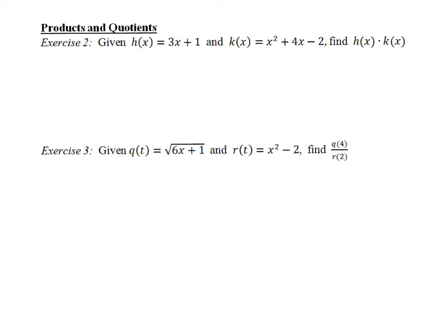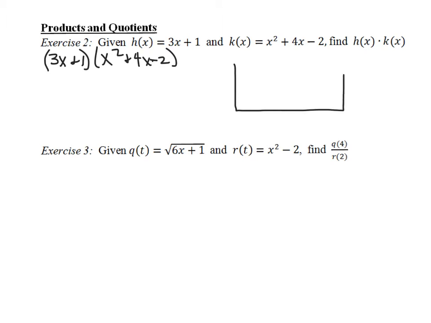For exercise number 2, we want to find the product of the two functions h of x and k of x. So we want to multiply together 3x plus 1 and x squared plus 4x minus 2. So you'll remember from last week, we set this up as a tabular problem. You could also do this as double distribution if you wanted to, but I'm going to write 3x plus 1 along the left side of my table, and I'm going to write x squared plus 4x minus 2 along the top.